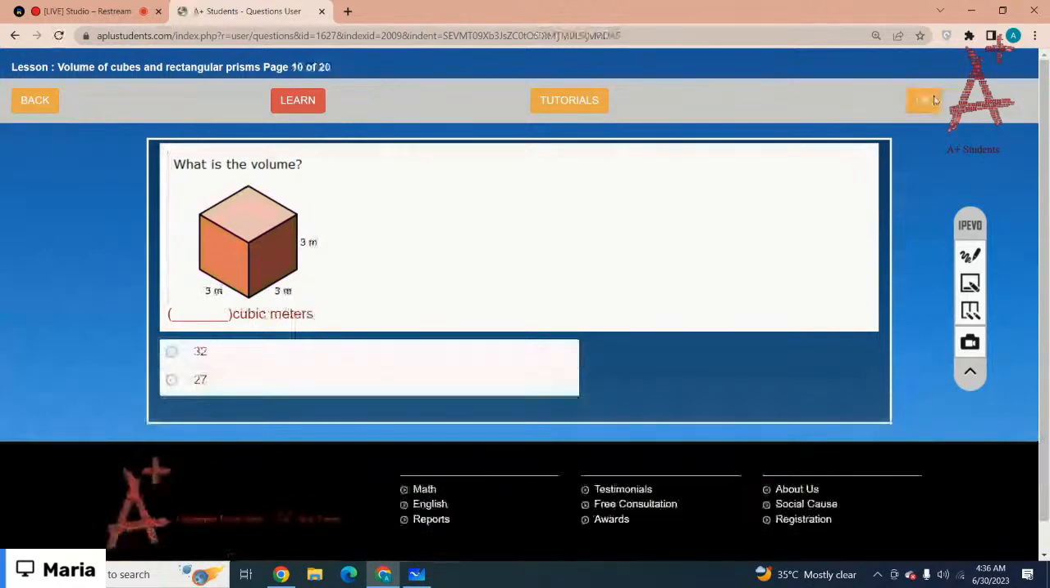What is the volume? You have to do 3 times 3 times 3. So which is the correct option? 3 times 3 is 9 and 9 times 3 is 27. So the correct option is 27.